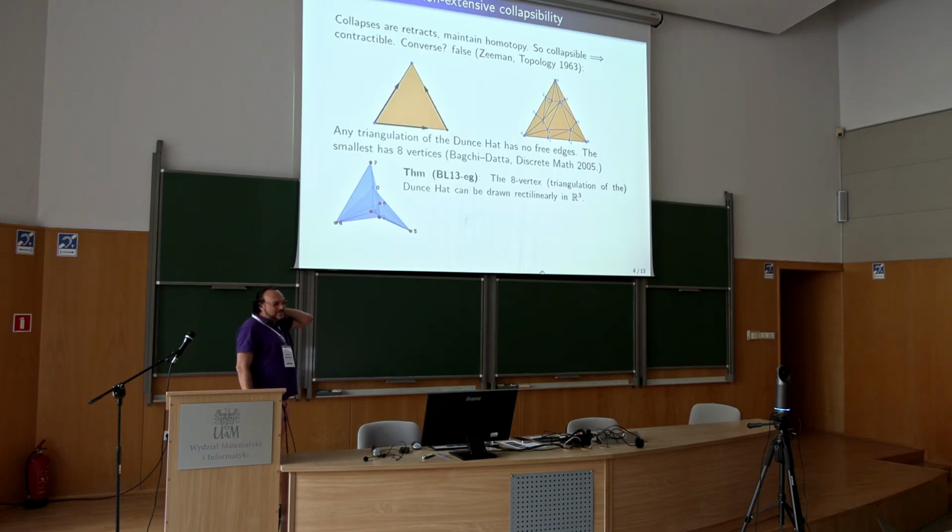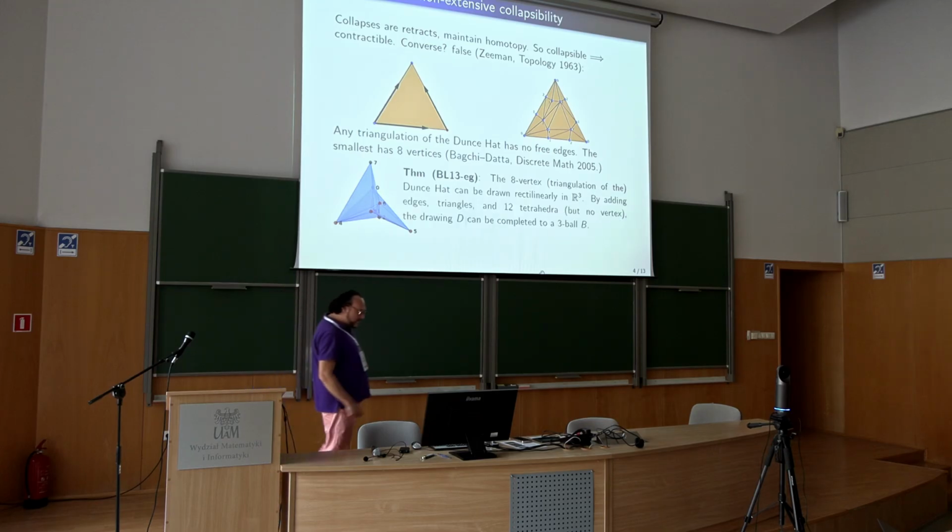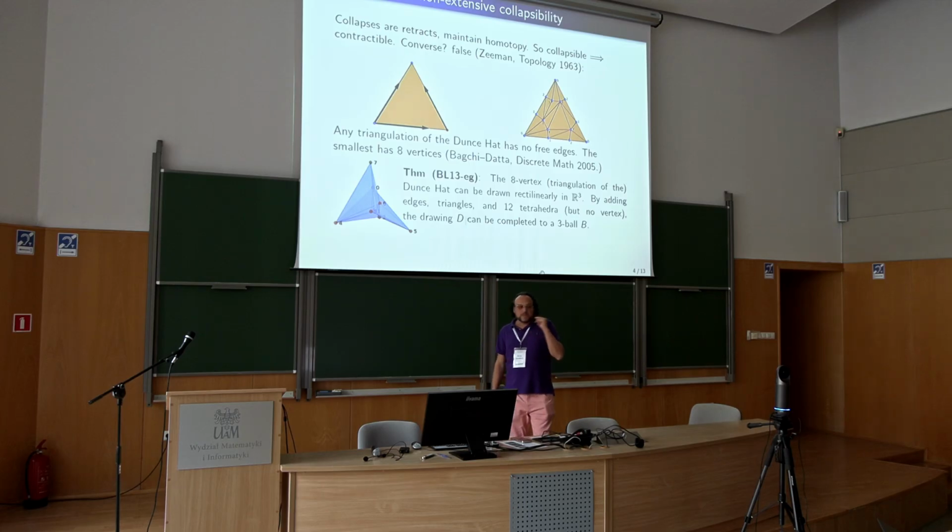So what we proved is that basically you can draw it. It's pretty easy to see that this can be realized in R3 bending things. But what was not known is that you can draw it directly linearly in R3 with straight edges. The second new thing is that if you added edges, triangles, and tetrahedra, but no further vertex, this could be inflated, somehow thickened, this is perhaps a better word, to a 3-ball with the same number of vertices.